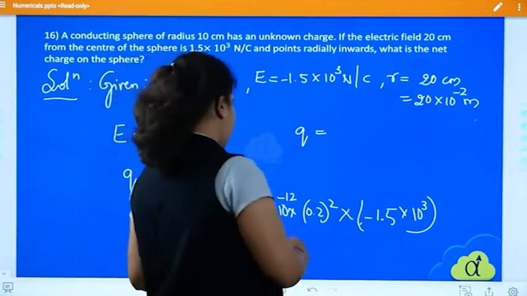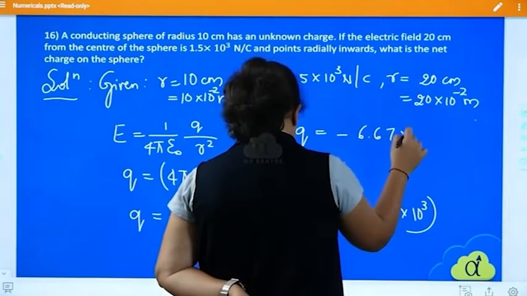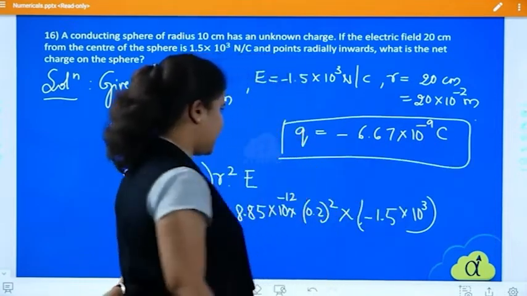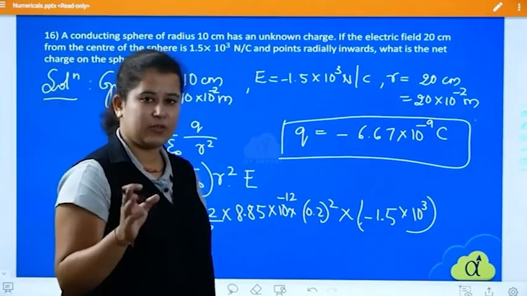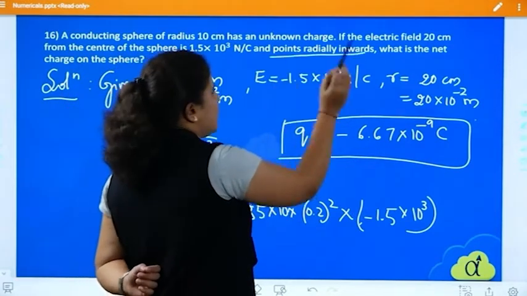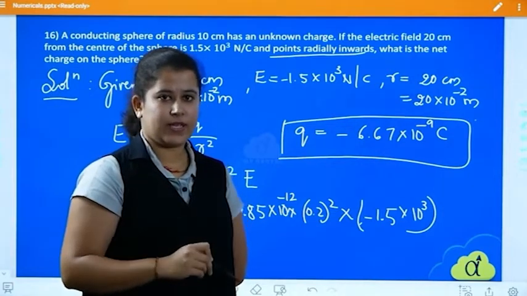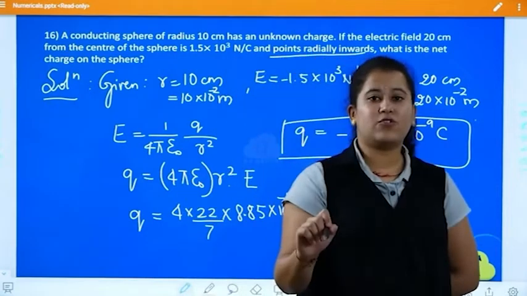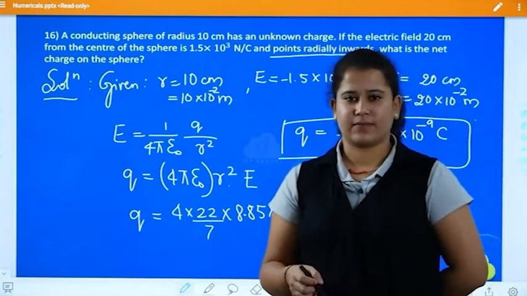Q will be equal to around minus 6.67 into 10 raised to minus 9 Coulomb. This will be the answer. Why have we taken the negative sign? Because they have clearly mentioned that the electric field is pointing inwards. So that's why we have taken minus 6.67 into 10 raised to minus 9 Coulomb of charge as the value of the point charge which they asked us to find out.